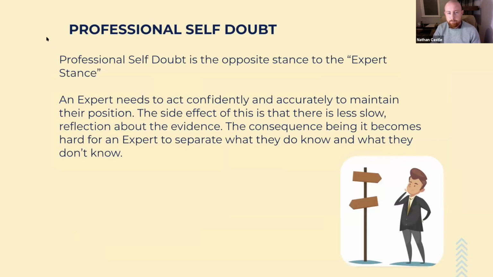Professional self-doubt. The way that I think of professional self-doubt is the opposite to the expert stance. An expert, or someone in that expert stance, needs to act confidently and accurately to maintain their position. The side effect of this is that there is less kind of deliberate reflection about the evidence. The consequence being that it becomes hard for an expert to separate what they do know and what they don't know. And often they can be closed to the evidence in front of them. When we talk about the value of professional self-doubt, part of this is not being in the expert stance. And I'm going to tell you why.